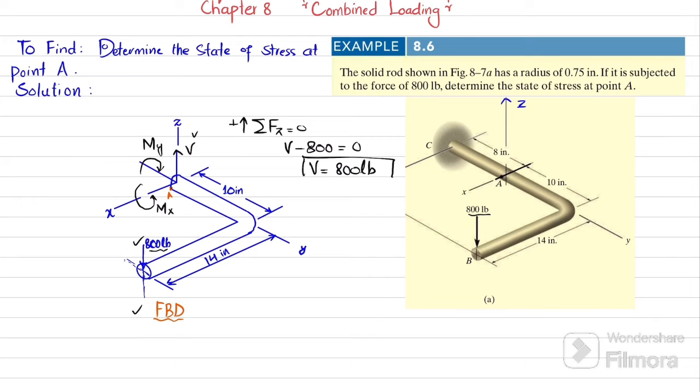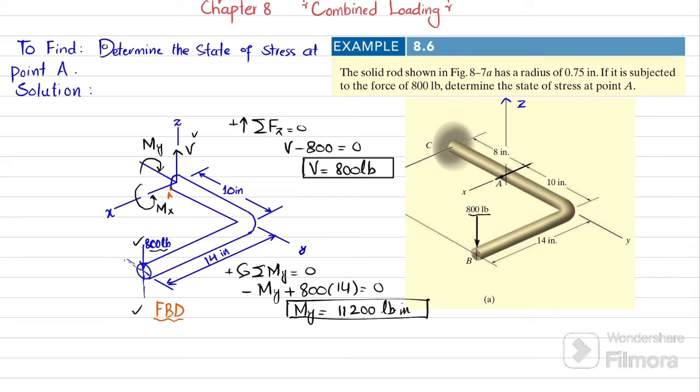Now we'll find this My by using another equation of equilibrium, and that is the sum of all moments about the y-axis must be equal to 0, taking the counterclockwise moment as positive. So you can see My, which is acting clockwise, is negative, and 800 multiplied by the perpendicular distance 14 is producing a counterclockwise moment. This will be positive, and their sum must be equal to 0. So I can write minus My plus 800 into 14 is equal to 0. So it means that My will be equal to 800 into 14, which is 11200 pounds into inch. So this is My.